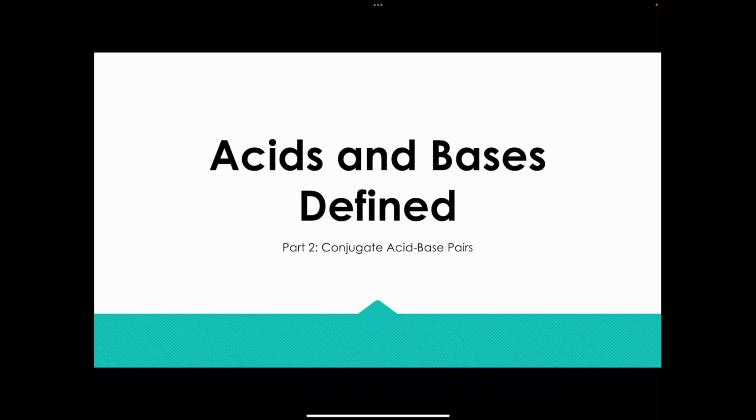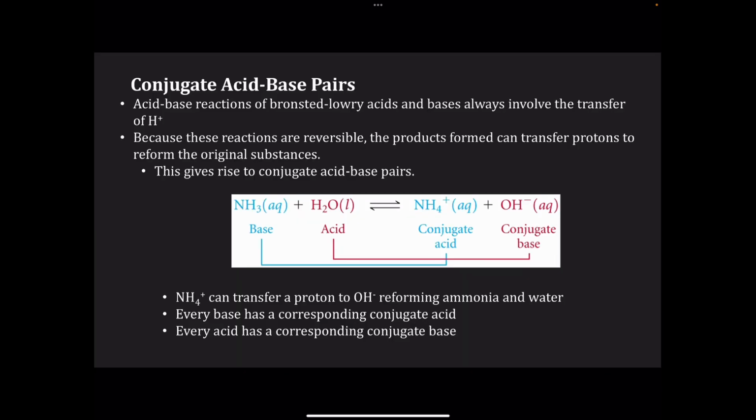In our discussions of acids and bases so far, we have taken a look into some different definitions. We've talked about Arrhenius acids and bases, and we've talked about Bronsted-Lowry acids and bases. Now, the next thing we're going to talk about are something called conjugate acid-base pairs. Acid-base reactions of our Bronsted-Lowry acids and bases always involve the transfer of protons, or our hydrogens. So remember, we defined the acid as being the proton donor. We define the base as being the proton acceptor.